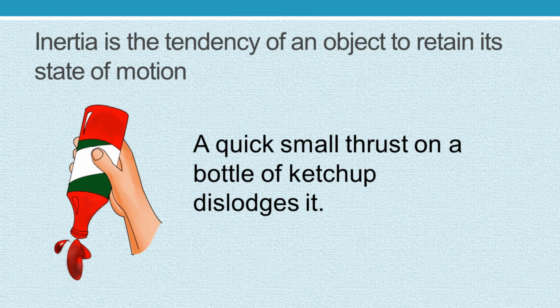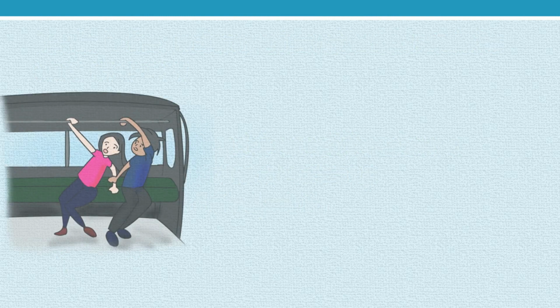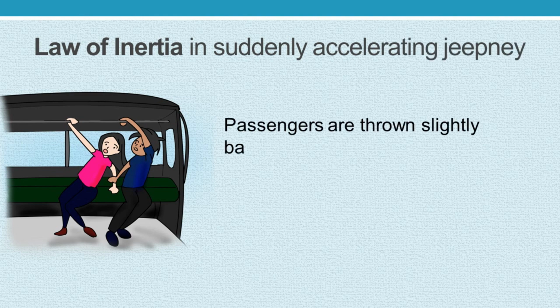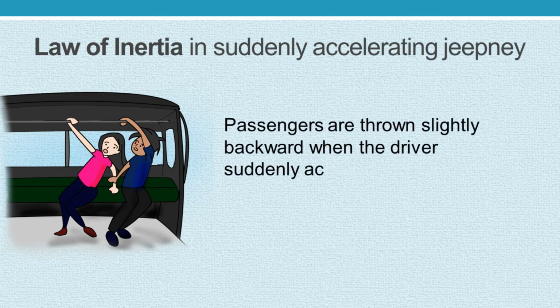The law of inertia is also observed in a suddenly accelerating jeepney. The passengers are thrown slightly backward when the driver suddenly accelerates the jeepney. This is because the initial inertia of the passengers is at rest. Therefore, when moved, the inertia at rest tries to resist the change in motion.